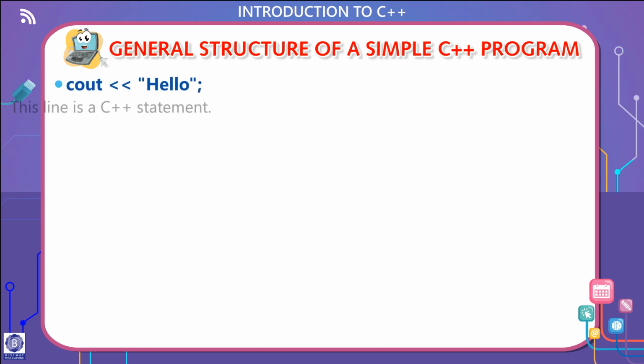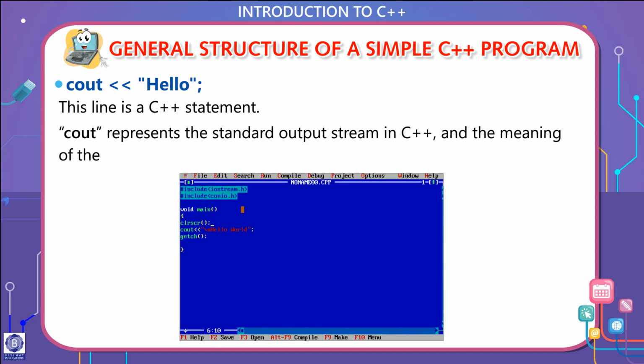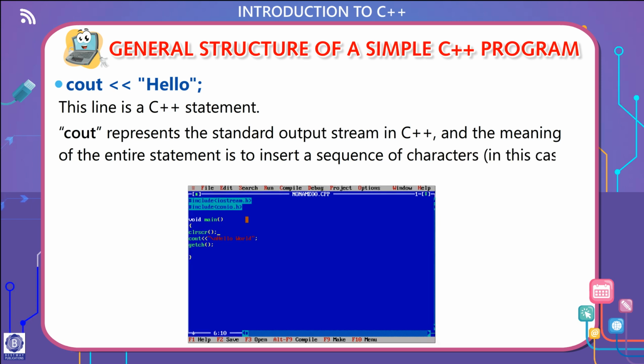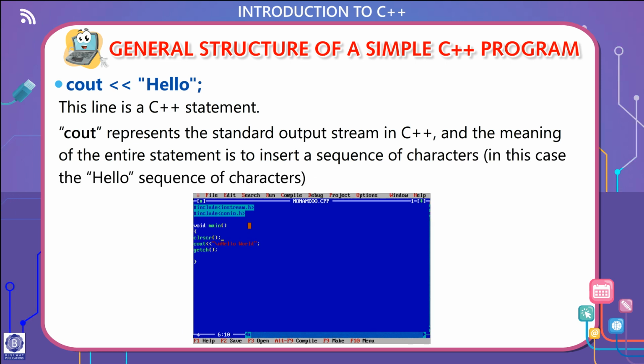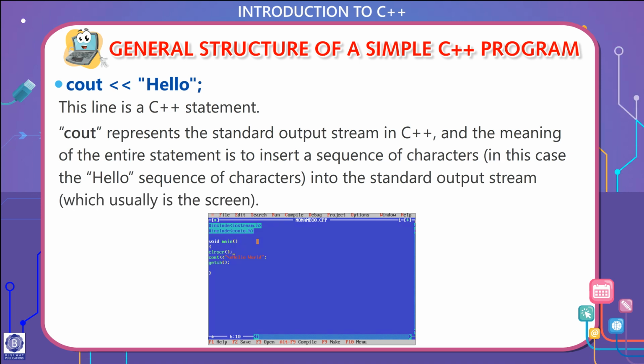cout << "Hello". This line is a C++ statement. cout represents the standard output stream in C++, and the meaning of the entire statement is to insert a sequence of characters, in this case the Hello sequence of characters, into the standard output stream, which usually is the screen.